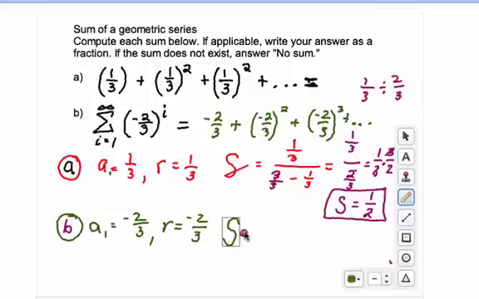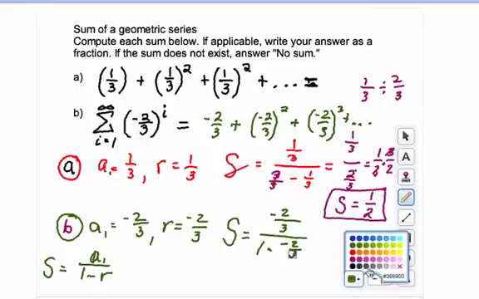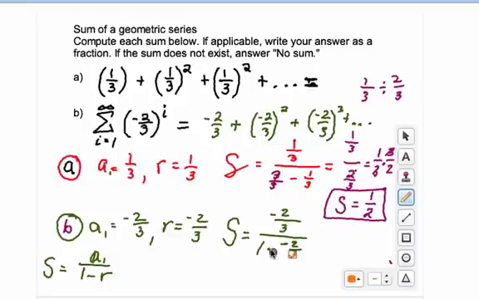Okay, so if that's the case, then the sum is, remember the formula we're using is a sub 1 over 1 minus r. So we're going to plug this in. A sub 1 is negative 2/3 over 1 minus a negative 2/3. Okay, so we can see from this that I can change this minus a negative to plus a positive. So I'm going to be adding 2/3 to 1, so I can think of 1 as 3/3. And so 3/3 plus 2/3 is 5/3.